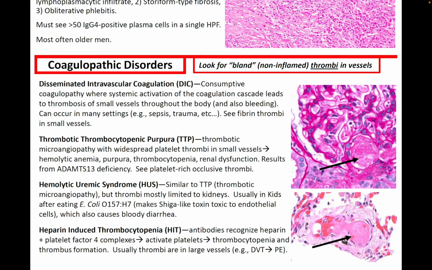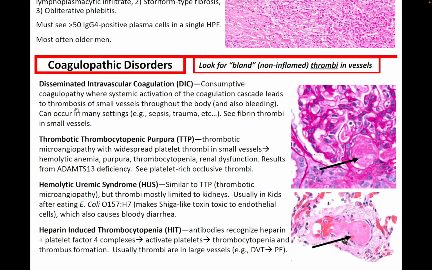So a few coagulopathic disorders. You want to look for bland, non-inflamed thrombi in vessels. So we'll go through a handful of them. So the first is DIC, or disseminated intravascular coagulation. This is a consumptive coagulopathy where systemic activation of the coagulation cascade leads to thrombosis of small vessels throughout the body and also bleeding. It can occur in many settings, such as sepsis, trauma, and you can see fibrin thrombi in small vessels.